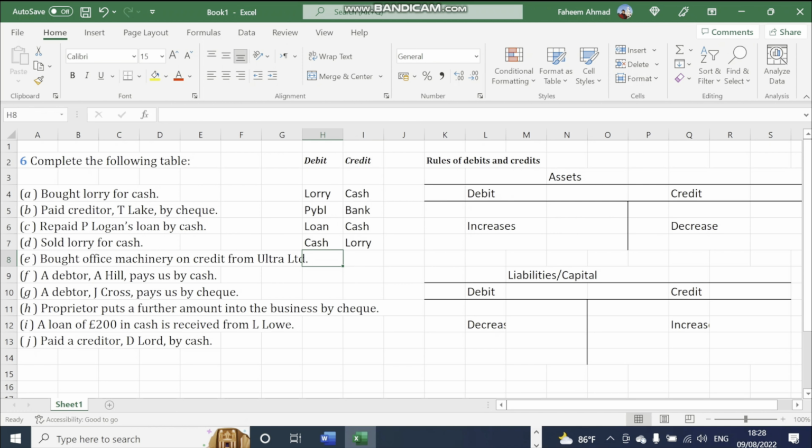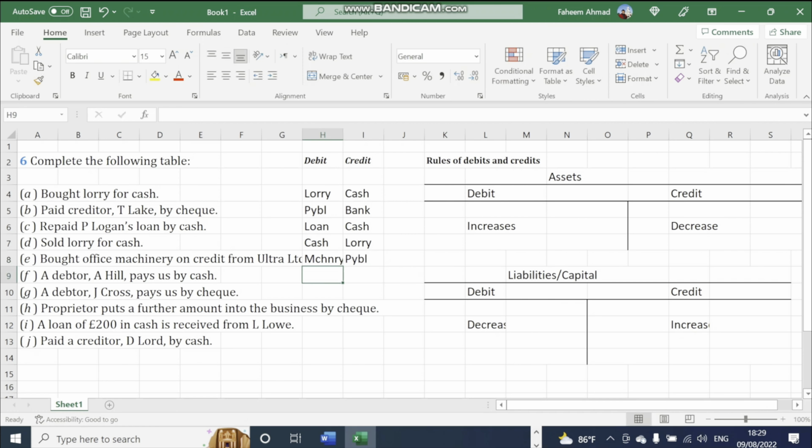Bought office machinery on credit. So office machinery is an asset, increases debit. Machinery. It is bought on credit. Credit means liability. Liability is increasing. Liability increases credit. So here I will take payable, liability.